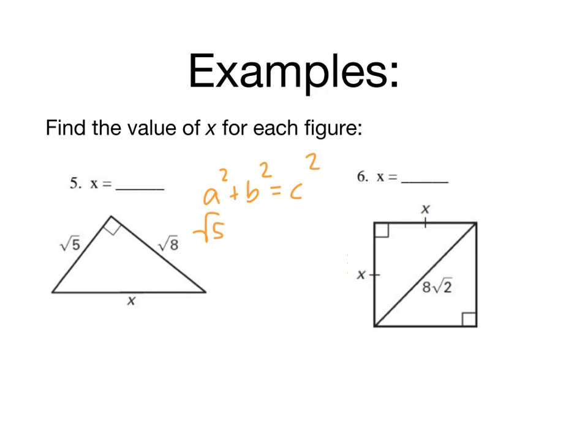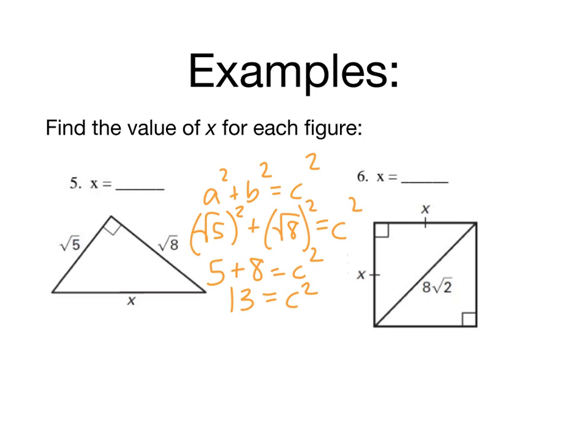So the square root of 5, we'll put parentheses around it, squared. The square root of 8, I'm going to put parentheses around it, squared, equals c squared. Well, when you square a radical, you just get the number without the radical sign. Because the square root of 5 times the square root of 5 is saying what times itself equals 5. Now multiply that thing by itself. So we get 5. And then for this one, because again it's a radical, we get 8. We add them together and we get 13.